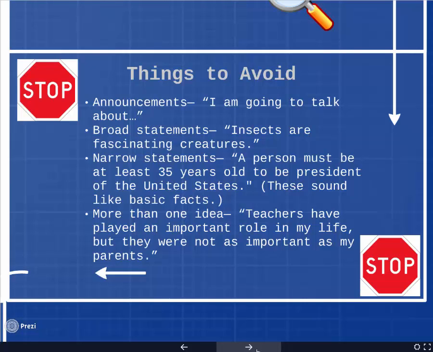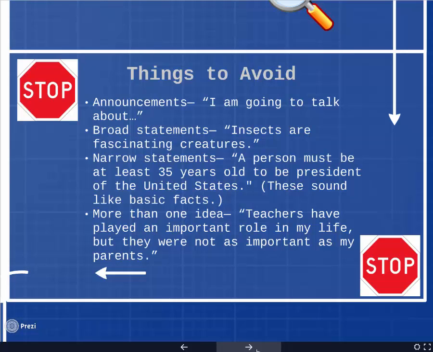Also, avoid broad statements such as "insects are fascinating creatures." Now, there are so many different types of insects. You could actually write probably an anthology of novels about this particular topic. It's not focused enough. It'll be very difficult to figure out which parts of insects you should be focusing on in a 3 to 5 page academic essay.